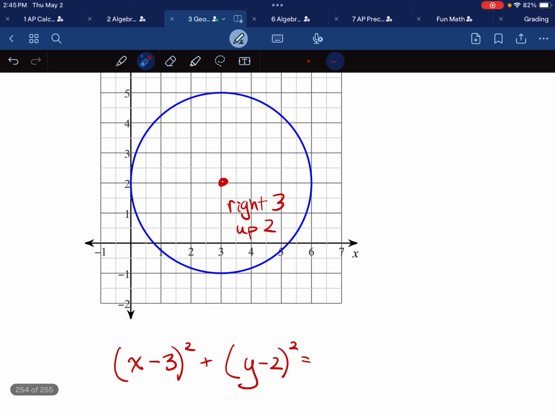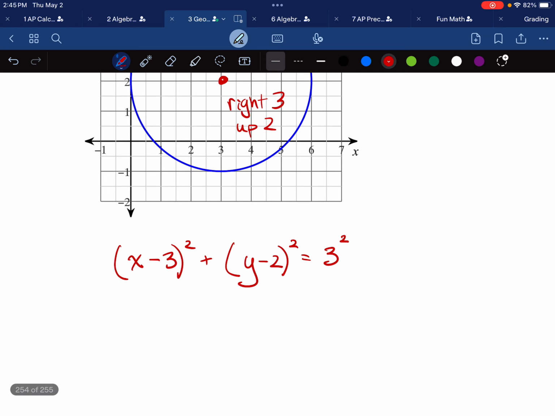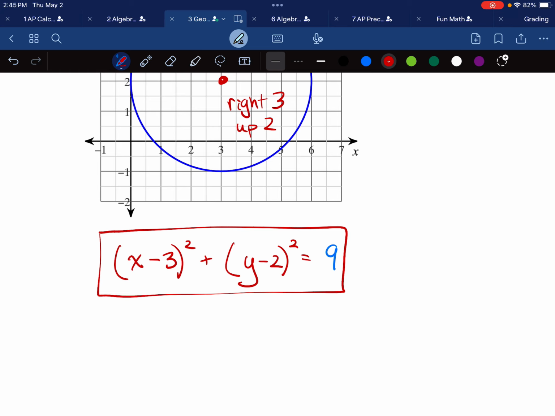So what's the radius here? You can count. Okay, I'm going 1, 2, 3. So the radius here is 3. You just need to square that, and you're good. I mean, it would be nice to say that's 9 here. Let's just say you're 9. Okay, so there's the equation you're looking for.